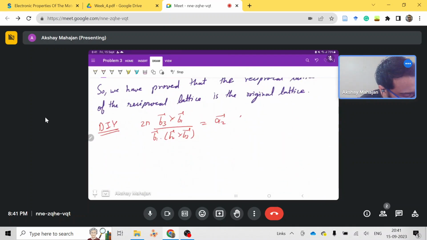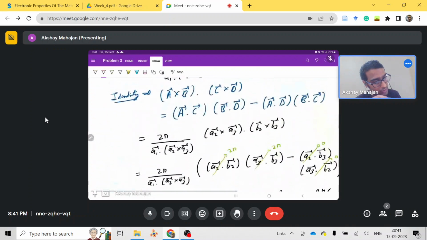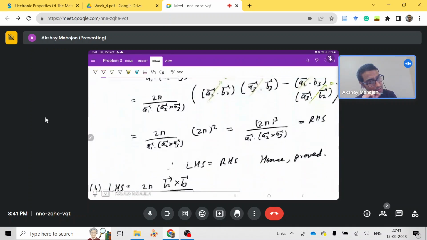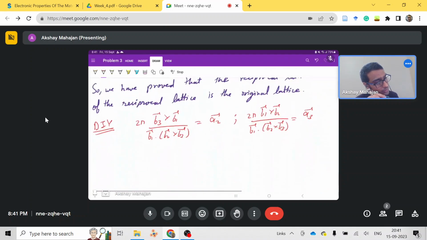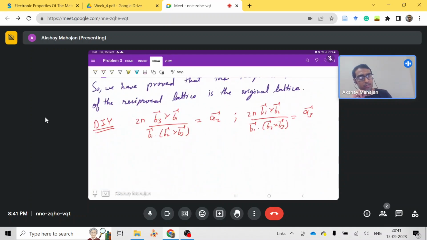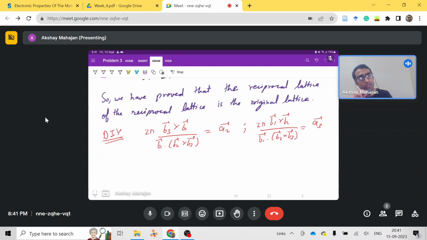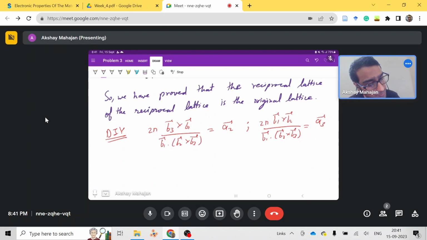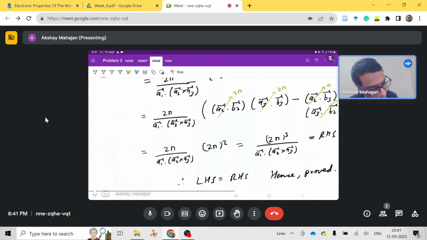And another thing that you can prove is that 2 pi times b1 vector cross b2 vector divided by b1 vector dot b2 vector cross b3 vector is given as a3 vector, similar to your b3 vector. How do you define the b3 vector? 2 pi times a1 vector cross a2 vector divided by that. Right, so you can try it out, or you can just replace the values 1 2 3, and you can see that this will come. Alright, so we are done with part B.